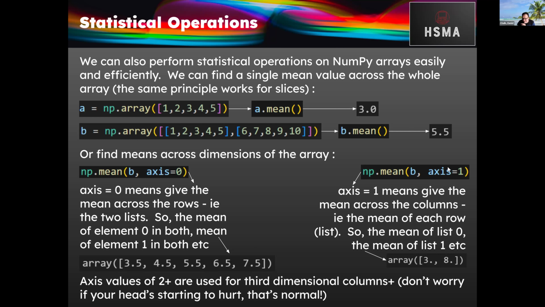And again, as ever, you use the same syntax for 2, 3, 4, 200 dimensional arrays, whatever it may be, and the axis value would simply increase. Again, don't worry if your head's starting to hurt. That's why I'm showing it to you using these simple, easier to understand arrays.